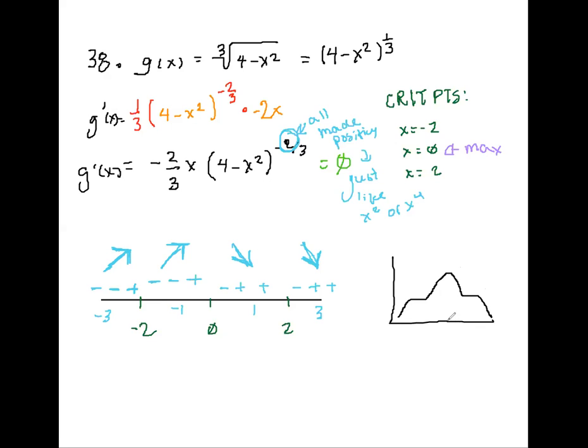So here would be my max at 0, where I transition from a positive to a negative derivative. And then at this point, -2, I go from a positive derivative to a positive derivative, but I still do have a point where my derivative is equal to 0. And the same here at 2, it goes negative to negative derivative. Does that kind of make sense? Awesome. Okie doke.